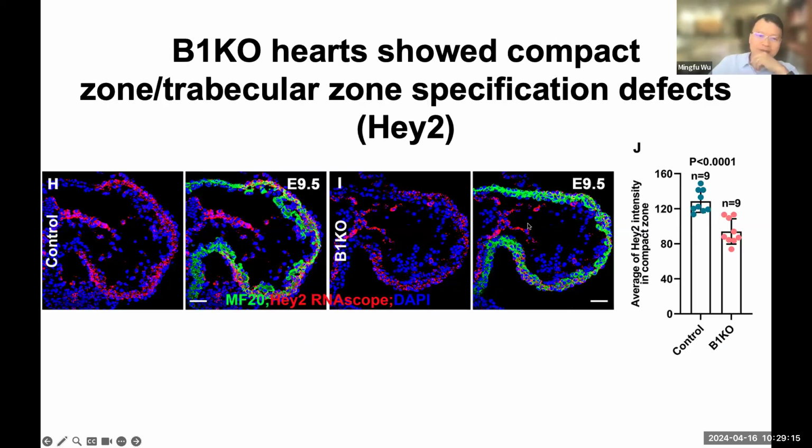And we also examined the specification of the trabecular cardiomyocytes and the compact cardiomyocytes in the control and the knockout. Here we can see H2 is expressed in the compact zone here, and it's weakly expressed in the trabecular zone. In the knockout, we didn't see an expression pattern difference because H2 is also expressed in the compact zone and not in the trabecular zone. However, the expression intensity in the knockout is reduced.